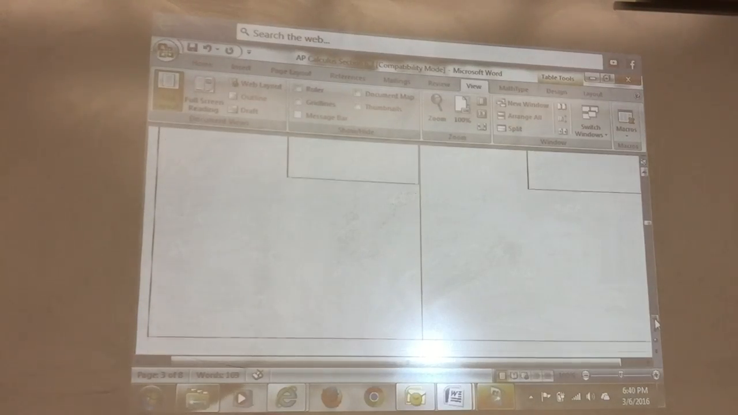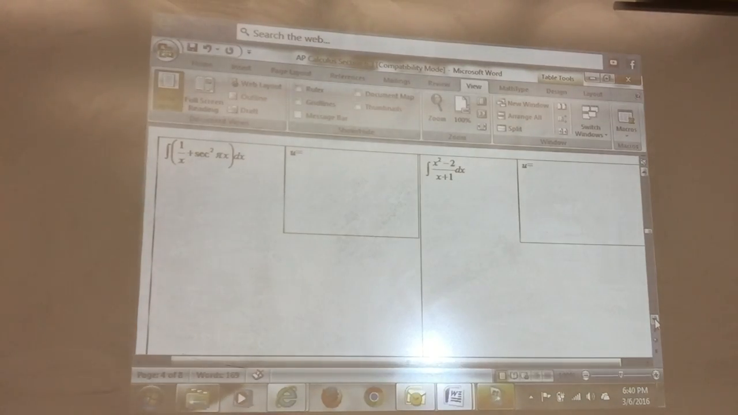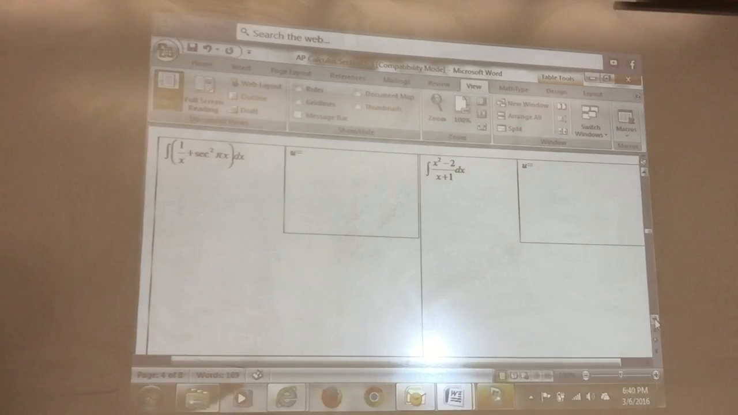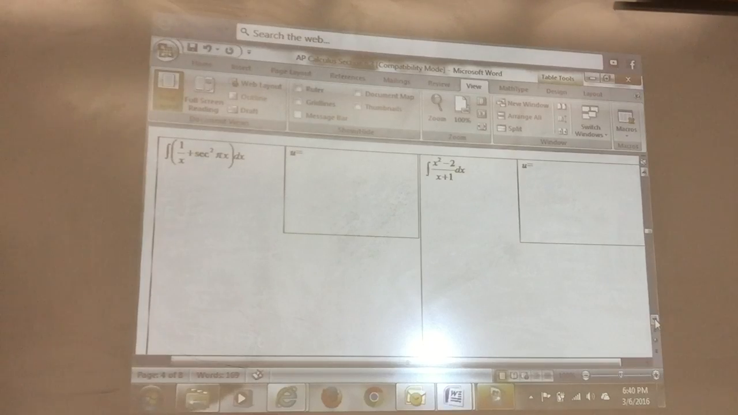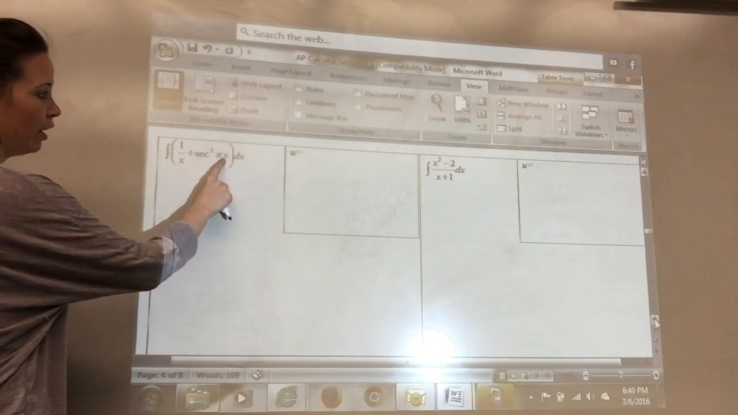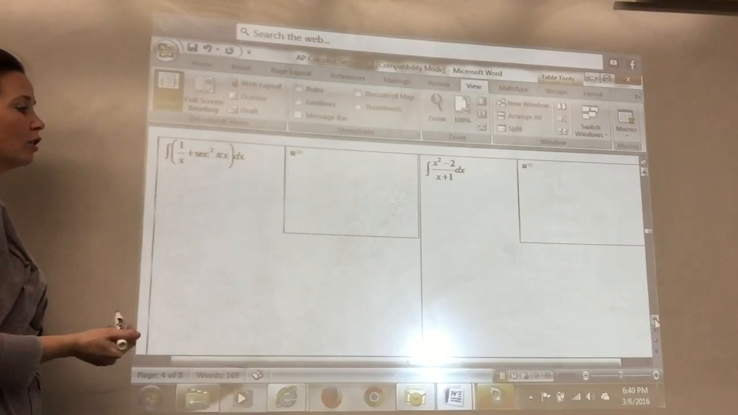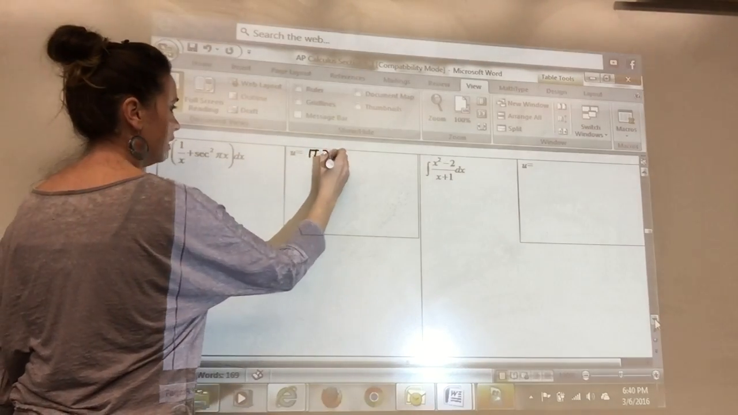Last page. What do we have? 6 left. Okay. Starting to get a little bit more challenging at this point. Looking at this example, what should we make our u? So, choices again, you could pick the 1 over x, you could pick the argument, you could pick the trig function. I always try to pick the argument when I have a chance to do that.